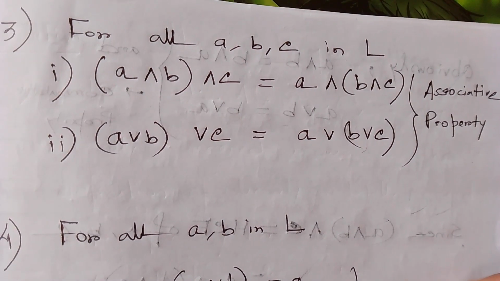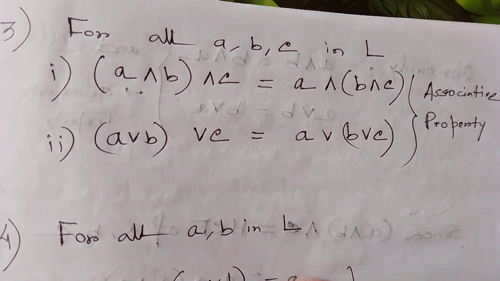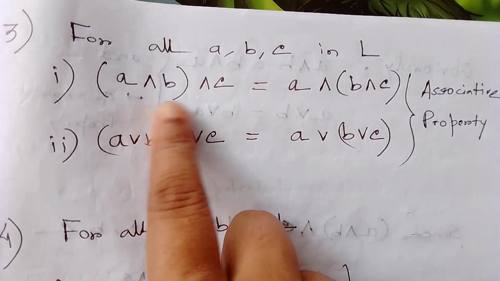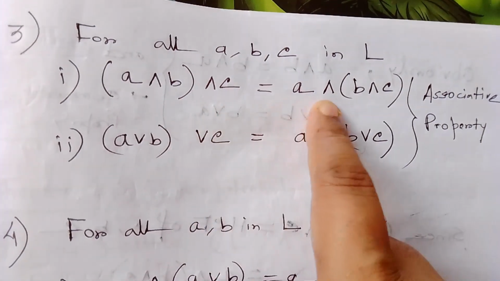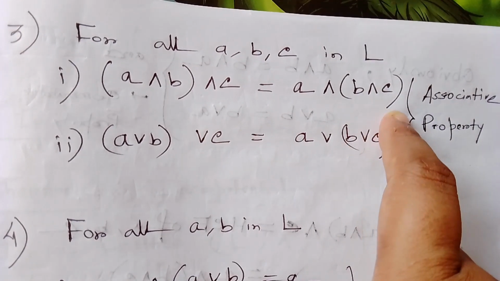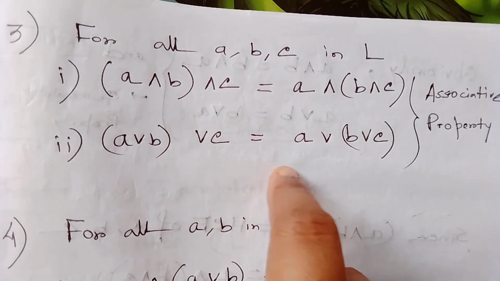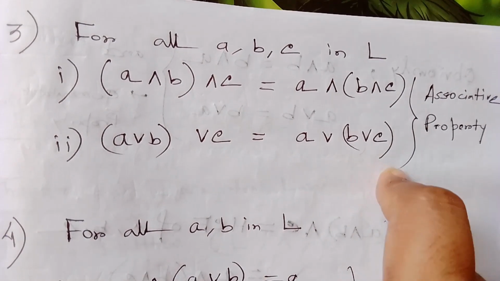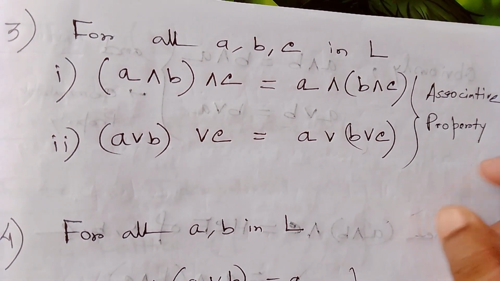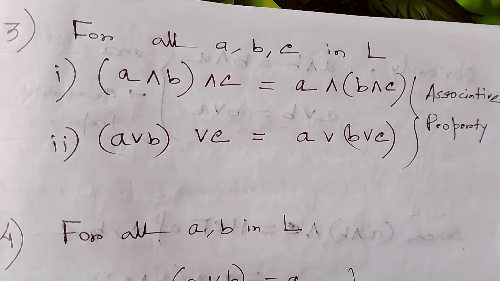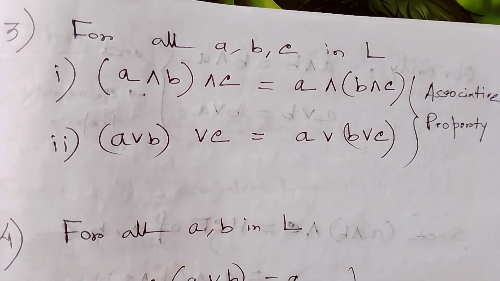Now the third one is associative property. A conjunction (B conjunction C) is equal to (A conjunction B) conjunction C, and A disjunction (B disjunction C) is equal to (A disjunction B) disjunction C. These two properties are called associative property, and this is the third condition to be a lattice.